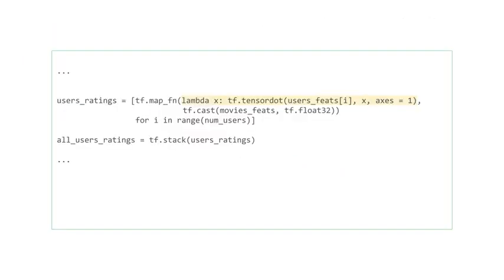To achieve this in TensorFlow, we can use the map function. The TensorFlow map function is similar to the map function in NumPy. It repeatedly applies some callable function on a sequence of elements from first to last. Here we represent that function with lambda. It is simply the dot product of each user feature vector with each movie feature vector. So the variable user ratings holds a list of the resulting movie ratings for each user and each movie. We stack them together to get a tensor of all the users and their movie ratings.